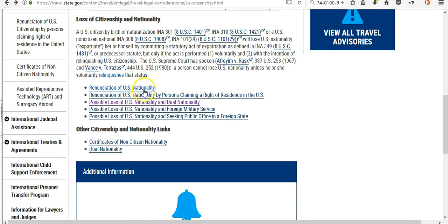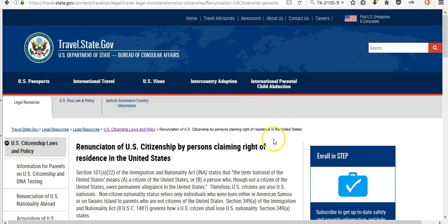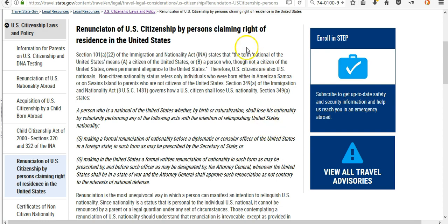Renouncing the U.S. nationality by persons claiming the right of residence in the U.S., possible loss of U.S. nationality and dual nationality, possible loss of U.S. nationality in foreign military service, and so forth. By persons claiming right of residence in the United States. Let me check this real quick.